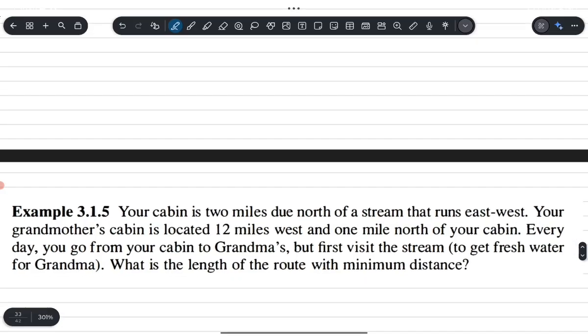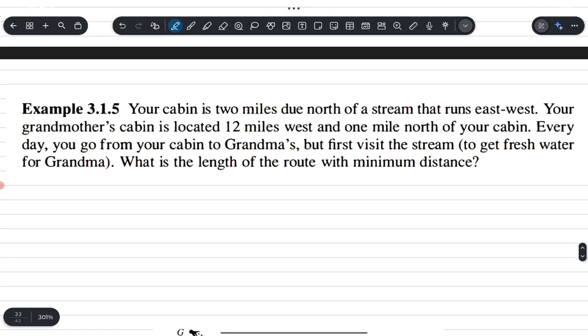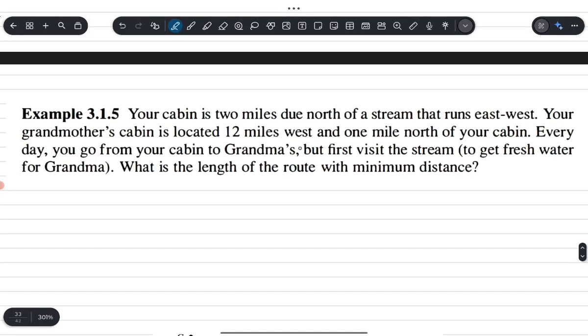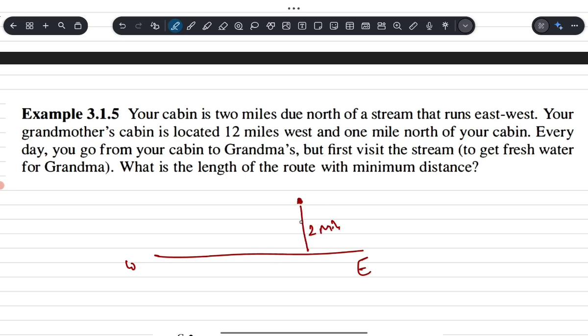Now, coming to a better problem. Yes. So we are provided with a cabin. There's this cabin which is 2 miles due north of a stream that runs east to west. So we have a stream that runs east to west, and this is, let's say, my cabin, which is 2 miles north of the stream. So this is me, and my grandmother's cabin is located 12 miles west and 1 mile north of my cabin. So 1 mile north would be this, and 12 miles west. So let's say here, this is grandma.